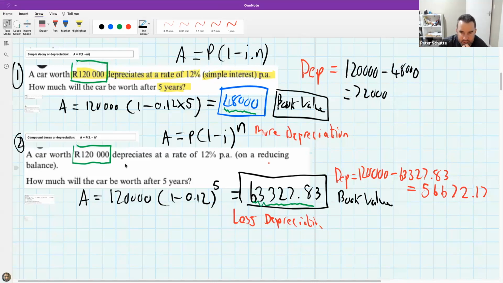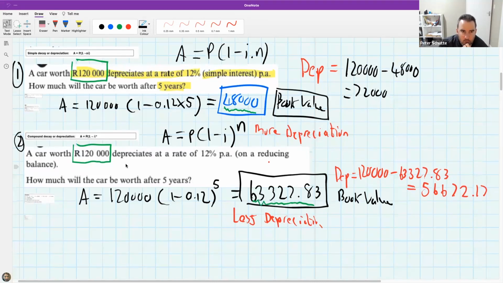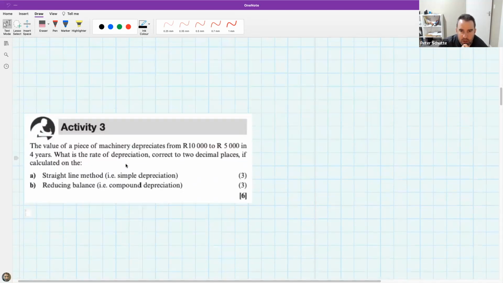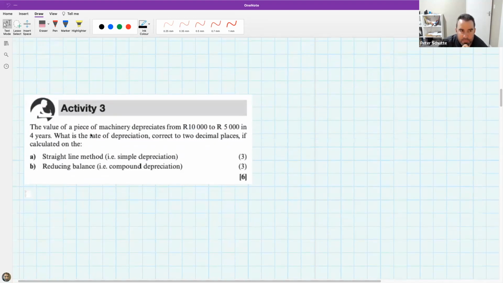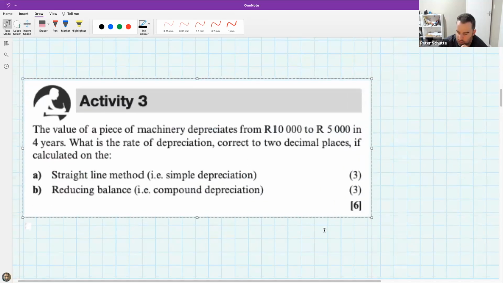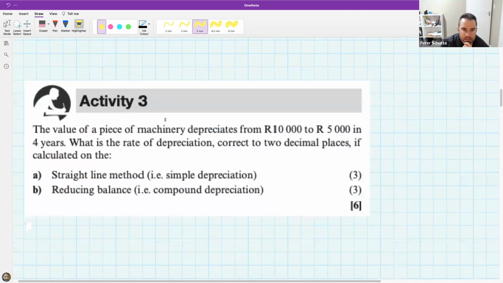Okay. So then let us go on to do another question that is along the same lines. So in this scenario, we have something which is losing value, or it's depreciating. And the thing that is depreciating is equipment. It's a piece of machinery, let's say in a factory, and it's worth 10,000 when it was bought. And then it ends up being worth 5,000 in 4 years' time.